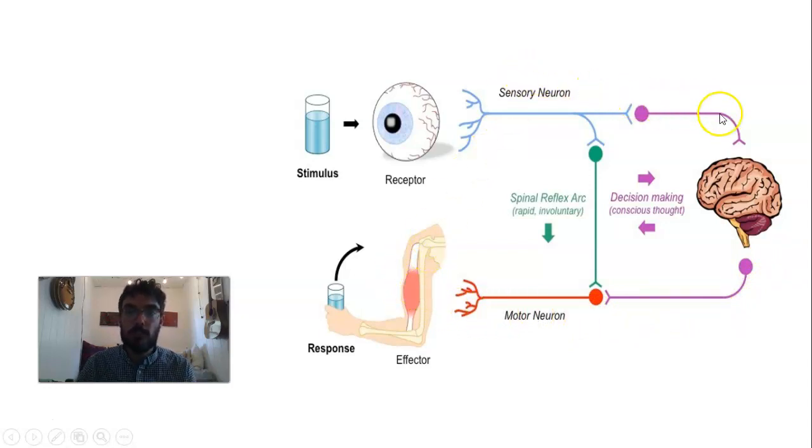So sensory neurons connect to the CNS, the central nervous system, and then motor neurons give you your action or your response. Occasionally, on very rare occasions, and we'll talk about this a little bit later, you can get what's called a spinal reflex arc, where the brain is skipped entirely, and you need a very quick response. A sensory neuron will just synapse through some neurons in the spinal cord, skipping the brain entirely, and then go directly to a motor neuron.